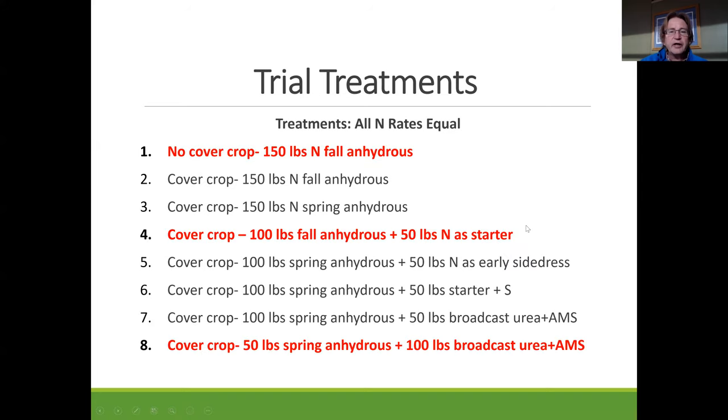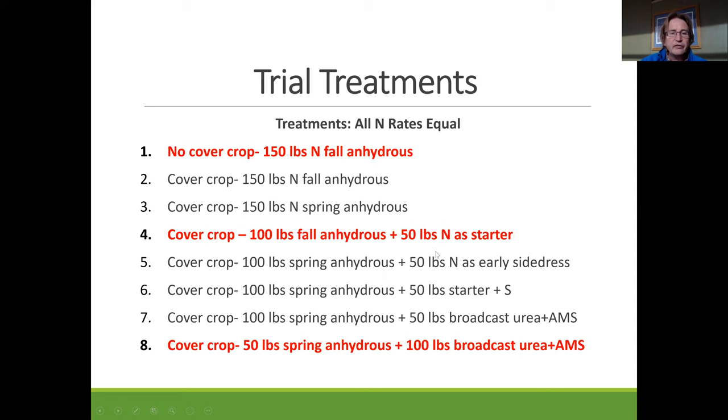So our treatments for this study were the following. Now note that all nitrogen rates in our treatments were equal. What we compared was a no cover crop with 150 pounds of nitrogen as fall anhydrous. We had a cover crop comparison with 150 pounds nitrogen fall anhydrous. This is a cover crop, no cover crop comparison. We had cover crop with 150 pounds of spring anhydrous. We had cover crop with 100 pounds of fall anhydrous with 50 pounds nitrogen as starter.